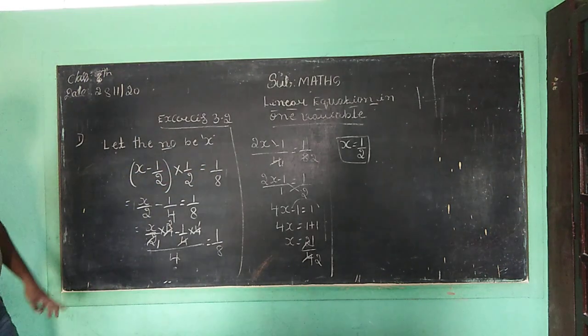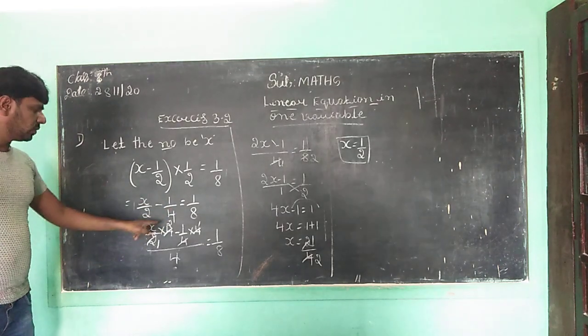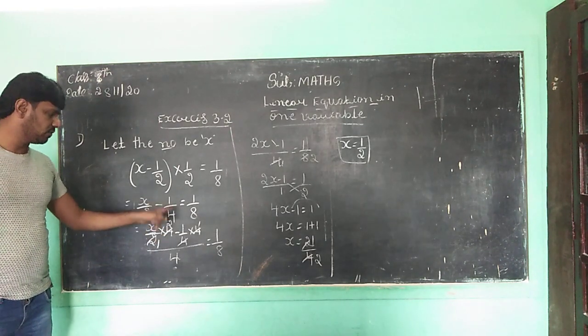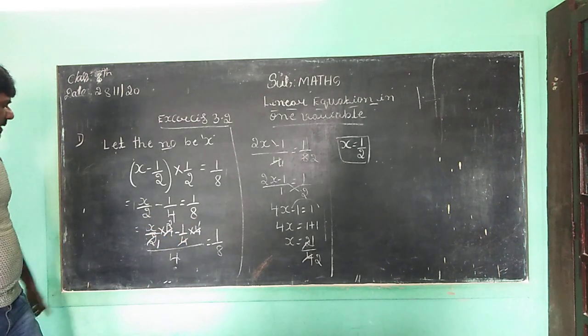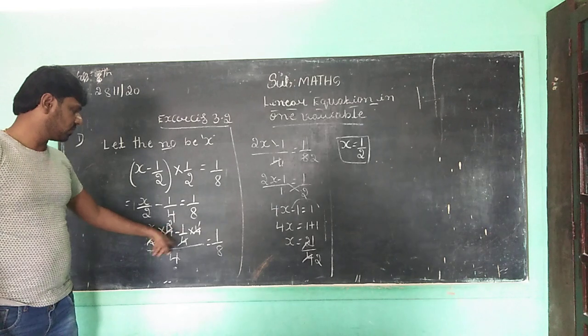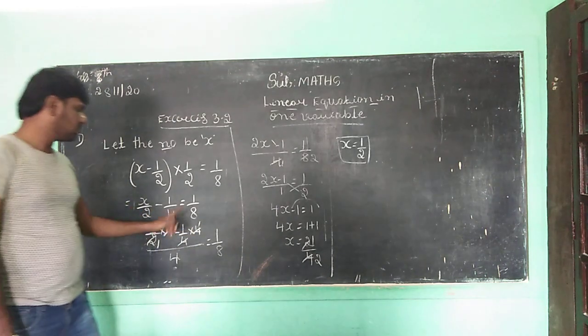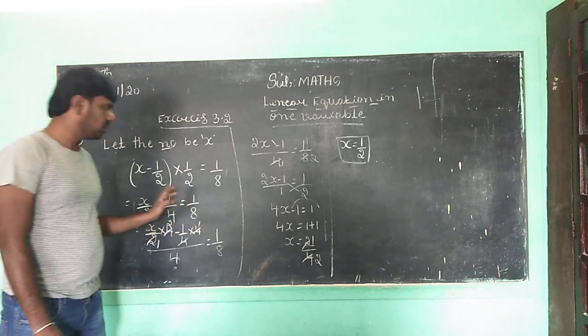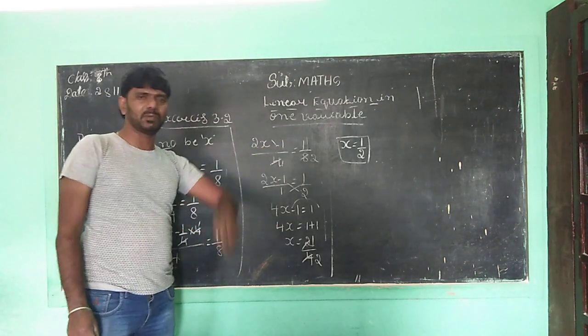Children, now we want to take the LCM of 2 and 4. 2 and 4, the LCM is 4. x by 2 into LCM 4 minus 1 by 4 into LCM 4, all divided by LCM, is equal to 1 by 8. 2 1s are 2, 2 2s are 4, 4 1s are 4, 1 is cancelled. 2 into x is 2x minus 1 into 1 is 1 divided by 4 is equal to 1 by 8. See children, since denominator 4 is there, here also denominator 8 is there.